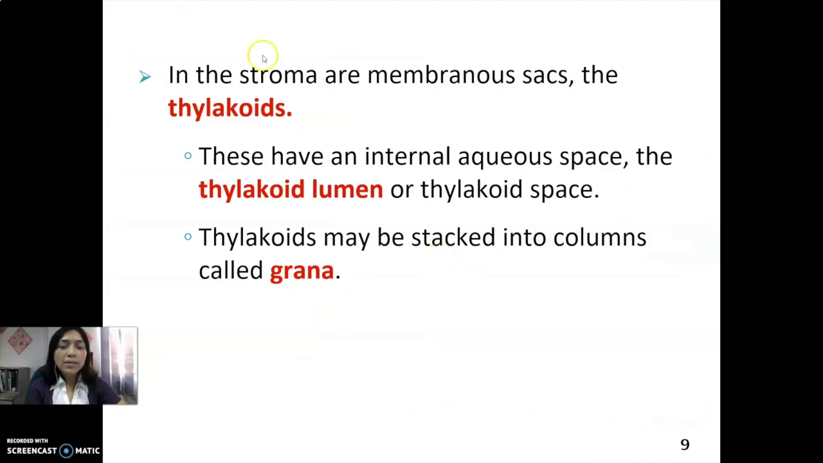Inside the stroma, there are membranous sacs called thylakoids. These have an internal aqueous space called the thylakoid lumen, or the thylakoid space. The thylakoids are stacked up into columns called grana.